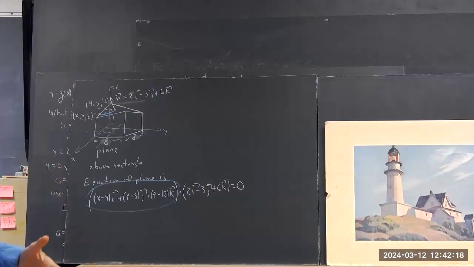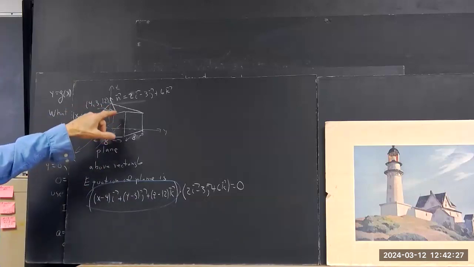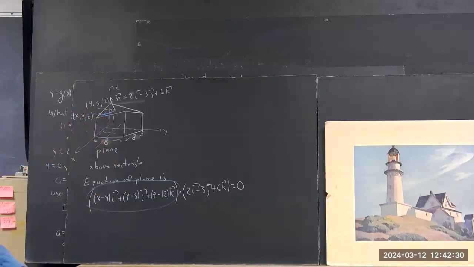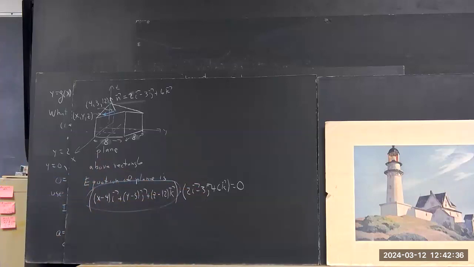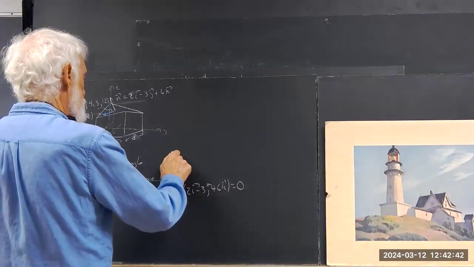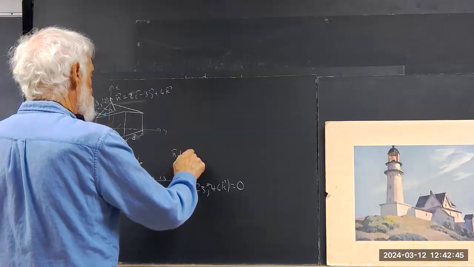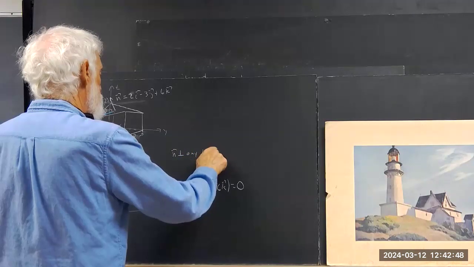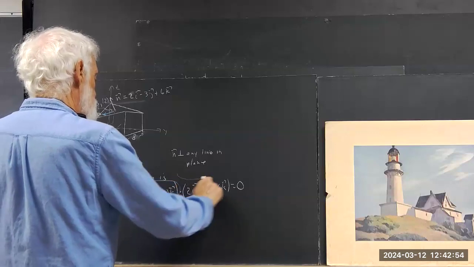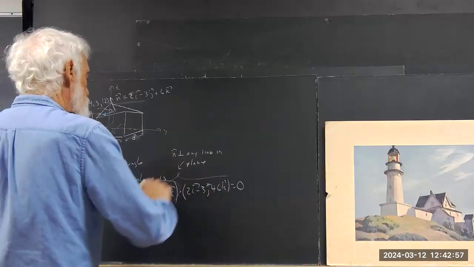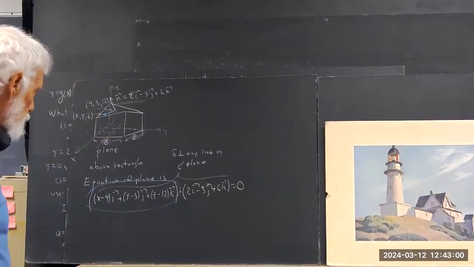Well, it's because the normal vector is perpendicular to every line in the plane. Okay. And this vector is parallel to a line in the plane since it goes from a point in the plane to another point in the plane. So the dot product has to be 0 because the two are perpendicular. This is a statement that the normal vector is perpendicular to any line in the plane.